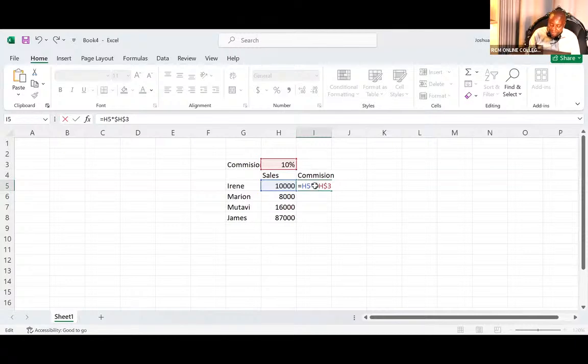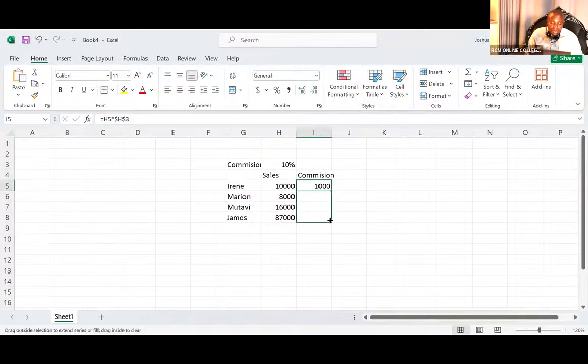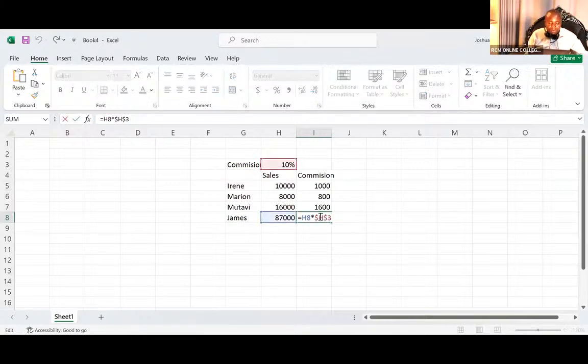And then I can say enter there. When I say enter and then drag this down, I will be okay. Marion will get 10% of 8,000, which is 800. Mutavi will get 10% of 16,000, which is 1,600. If you put a cursor here and bring out the formula, you will see it is taking this blue cell, which is H8, times the reference to this 10%. You can see the 10% is blocked up there with dollars. If you come here, the same.